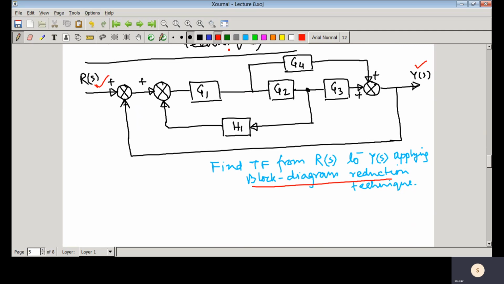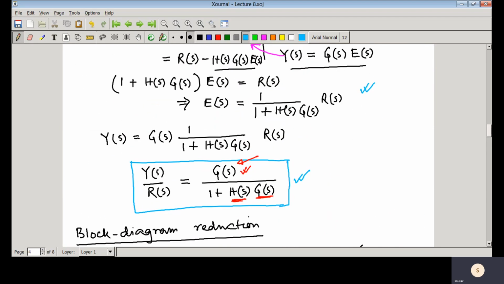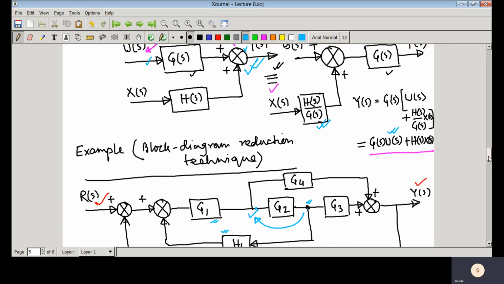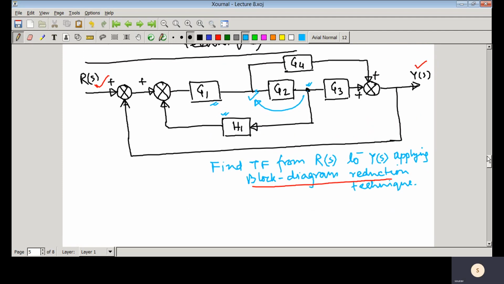So first you look at this particular point here. If we can change this particular branching point from this point to this point, then you can see that we'll have one forward path. This is the forward path and this H1 will come into the feedback path. Then we can directly apply the standard transfer function because it will come into this particular structure. So the first simplification is, you need to show all the steps here. This is the block diagram, these are two comparators, and here you have G1.